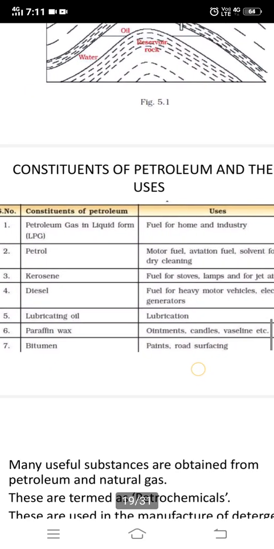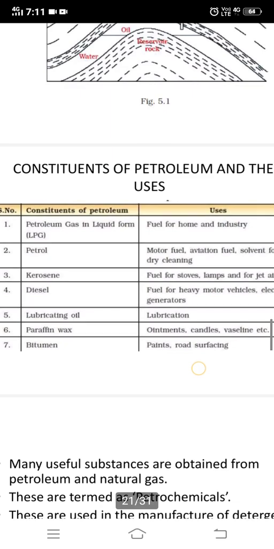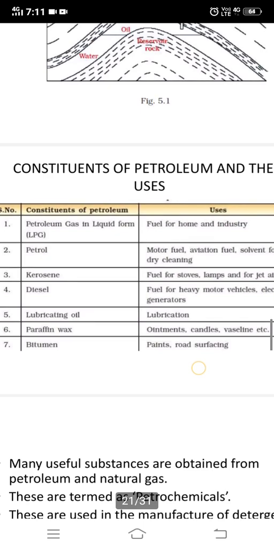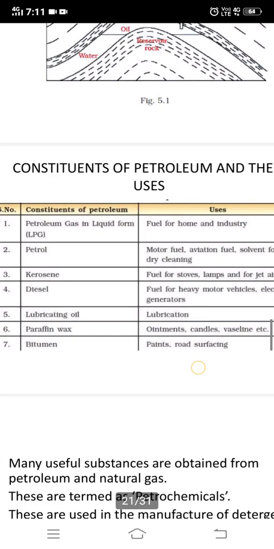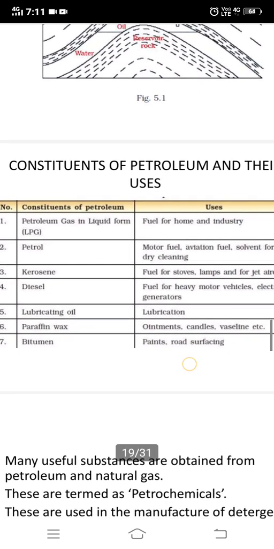Then lubricating oil. Lubricating oil means you're lubricating something. Like suppose the doors in your house, sometimes they get jammed. So your parents, you might have seen, put some oil or some grease in it. So that is actually lubricating so that it moves easily. That is why lubrication is done, to make the movement easy of the things which are jammed. So lubricating oil is also a constituent of petroleum.